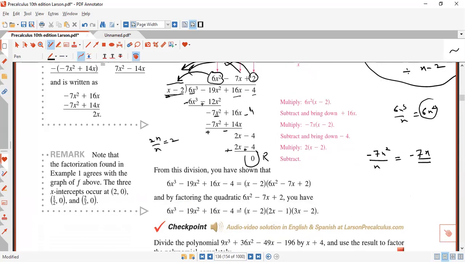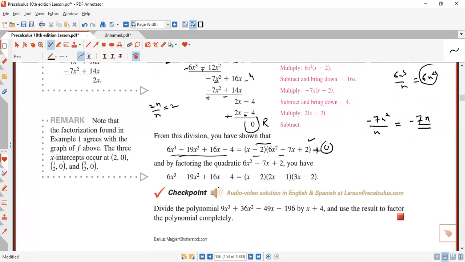Again, you can see this is the same relation that we discussed: dividend equals divisor times quotient plus remainder. Here the remainder is 0. And you can also see why: because the remainder is 0, these two are factors of this whole polynomial. So we will learn that if the remainder is 0, then the divisor is known as a factor of this polynomial expression. Clear?